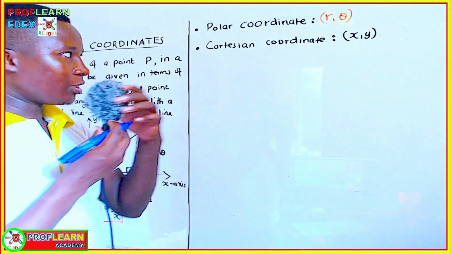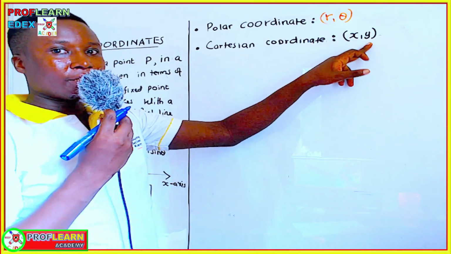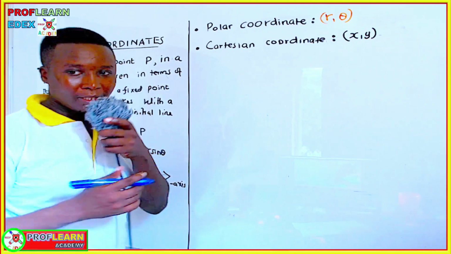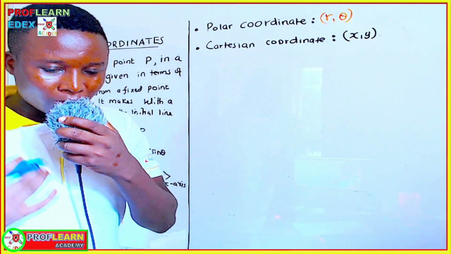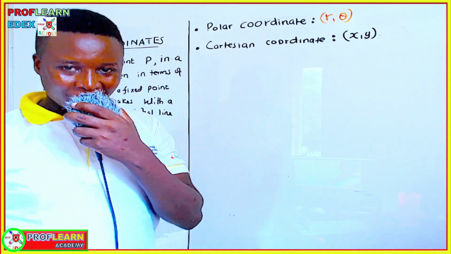The other thing you need to remember is that Cartesian coordinates are given by (x, y). That has to be well understood, so that whenever you do this topic, you know exactly how to write those coordinates.